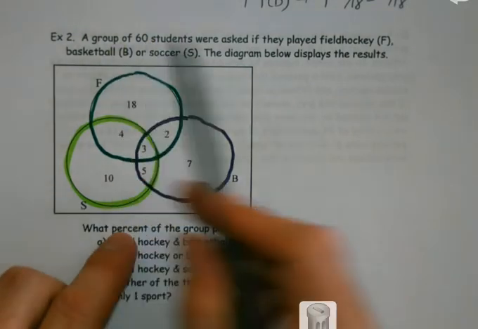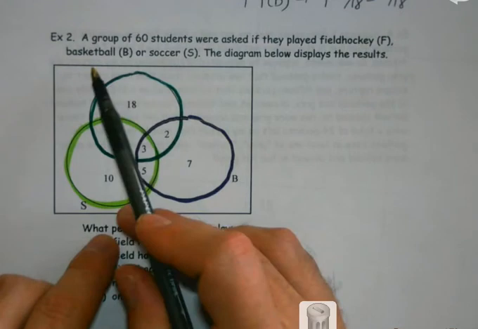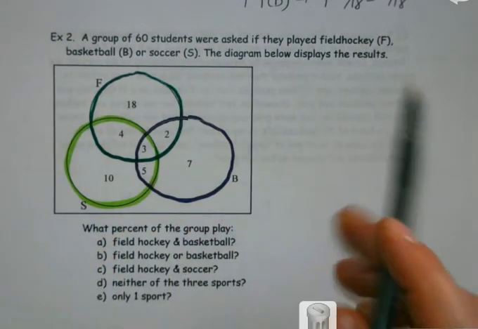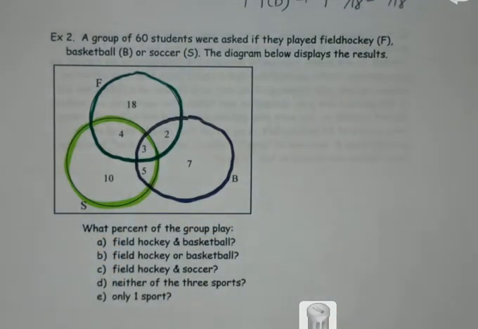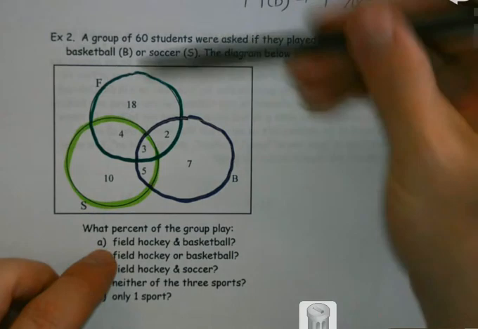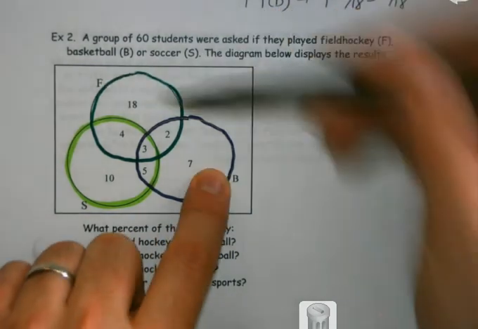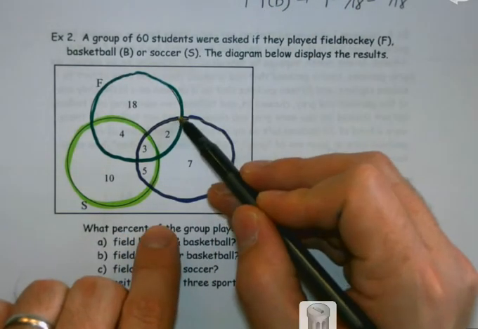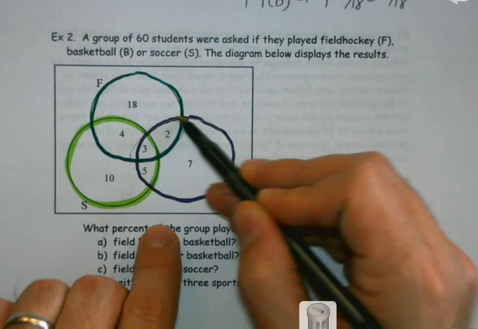A group of 60 students were asked if they played field hockey, basketball, or soccer. The diagram below shows the results. What percent of the group play field hockey and basketball? So here's field hockey, here's basketball.